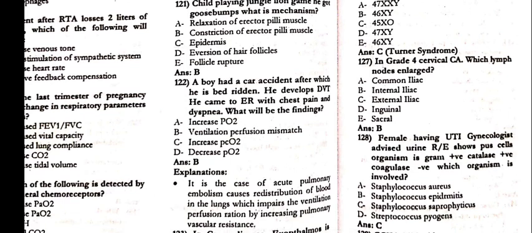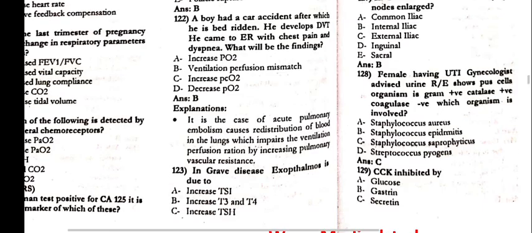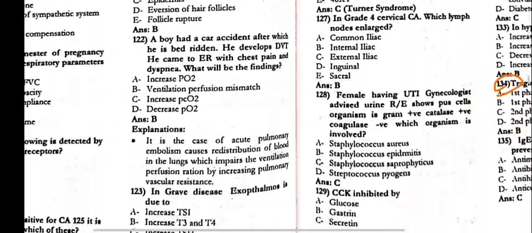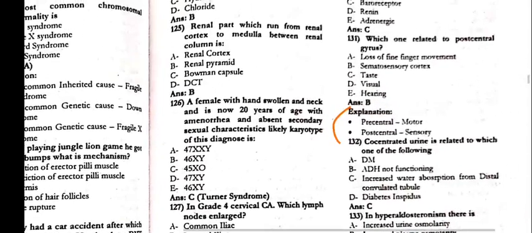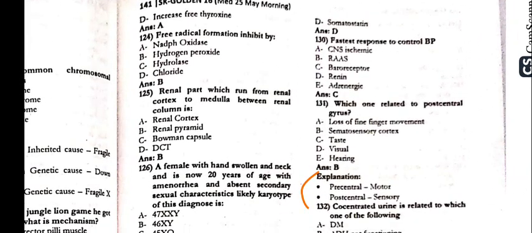122. The boy had a car accident after which he is bedridden. He developed DVT, and came to the ER with chest pain and dyspnea. What will be the findings? The ventilation perfusion mismatch must be there. 123. In Graves disease, exophthalmos is due to an increase in TSH. Next, 124. The free radical formation is inhibited by the hydrogen peroxide.